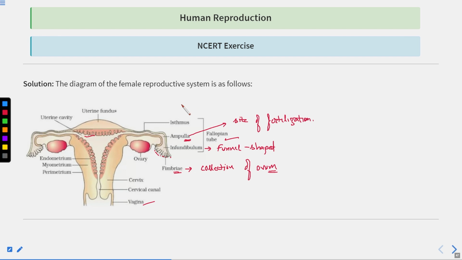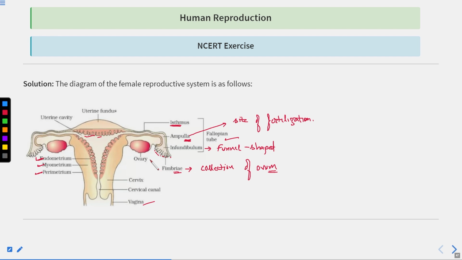Clear? Then this is the isthmus. The isthmus is the narrow tube, you can say, that connects the ampulla to the uterus. Clear? Now, endometrium, myometrium, perimetrium, these are the uterine walls. The uterus has three walls. Outermost is the perimetrium, middle one is the myometrium, and innermost is the endometrium.